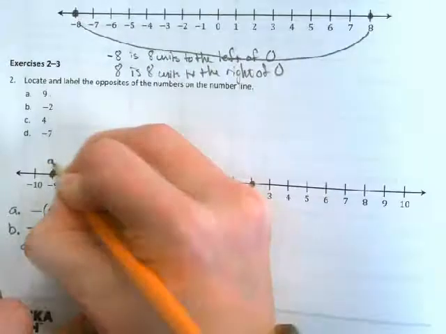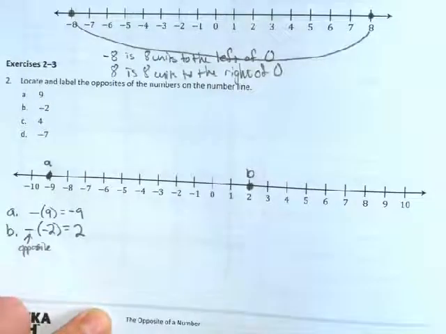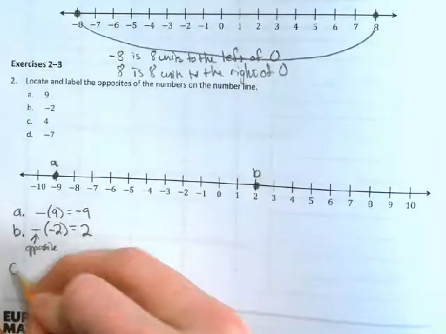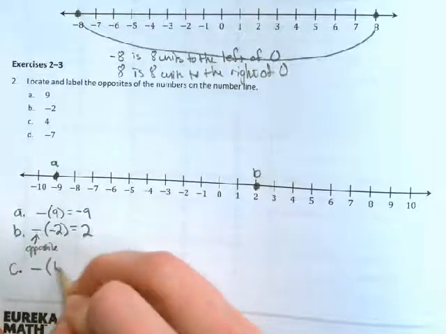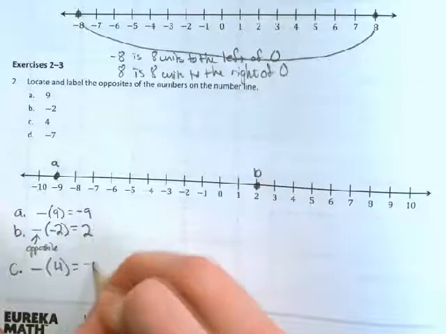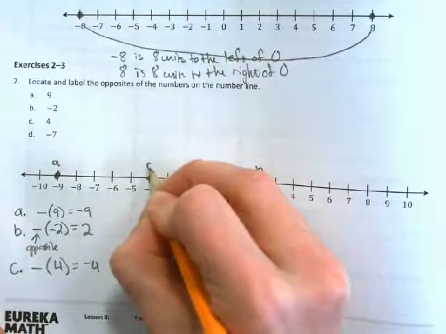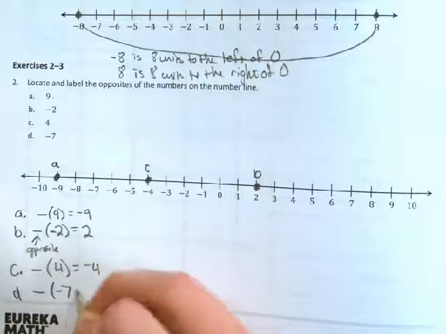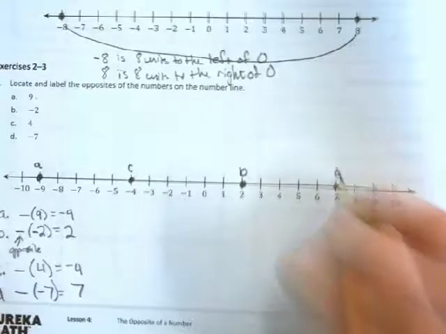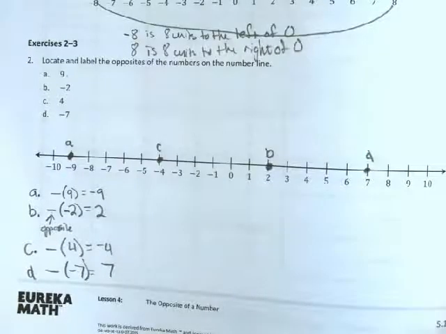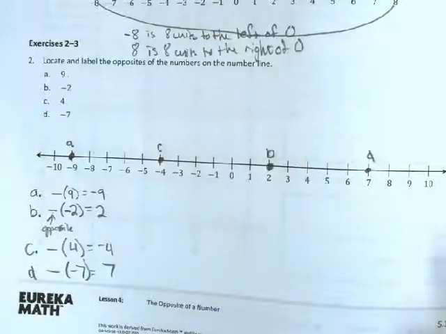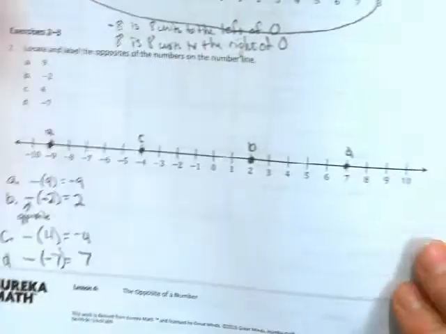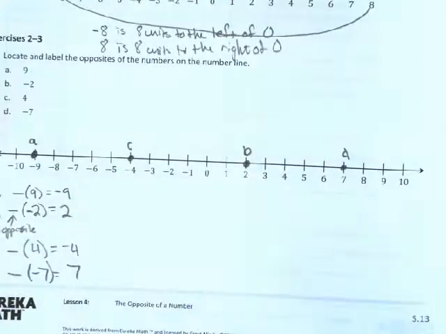I'm going to go ahead and just put the letters that the numbers were with. And then C is the opposite of 4, which is a negative 4. And D is the opposite of negative 7, which is a positive 7. That is more or less what we're doing today, but we're going to move into some real-world examples of how to talk about opposites when we aren't just using a number line.